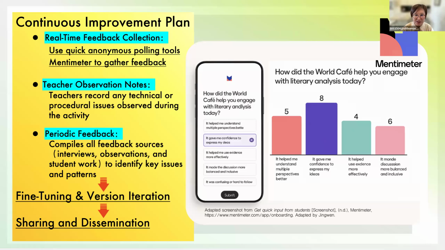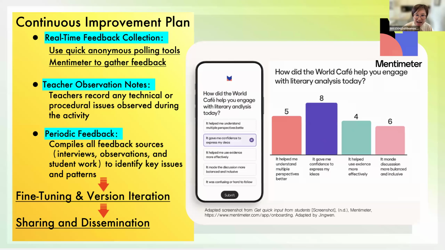To ensure the Café of 6 Minds project keeps improving over time, we've designed a continuous improvement plan built on real-time and reflective feedback. During each session, we will use quick anonymous polling tools like Mentimeter to collect students' immediate reflections on how the World Café helped them engage with literary analysis. This real-time data, as shown here, would help us capture authentic student voices on aspects like confidence, evidence use, and inclusivity.